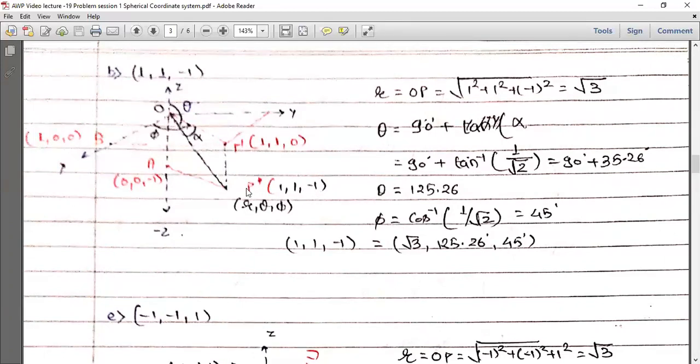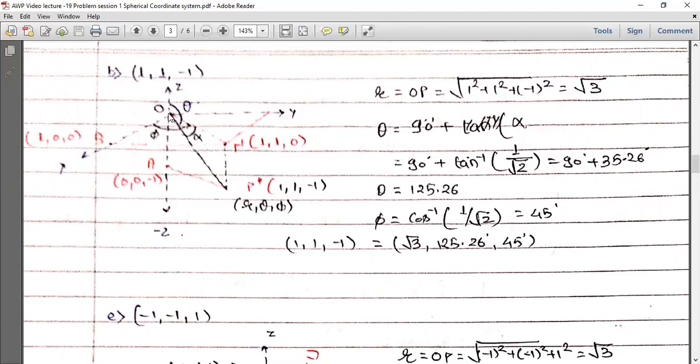So what will be the first coordinate? The first coordinate will be r. R is the distance of this point P from origin. So OP. OP is given by square root of 1 square plus 1 square plus square of minus 1, that is equal to square root of 3. I hope there is no problem in this. Origin is having coordinates 0, 0, 0, so with respect to this, the distance OP is given by square root of 3.